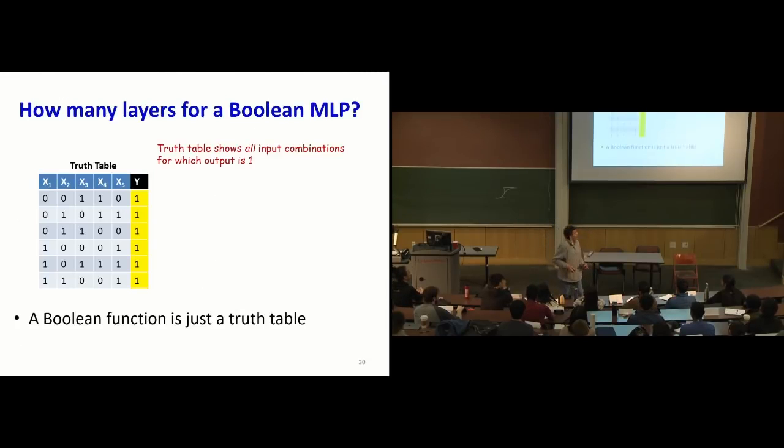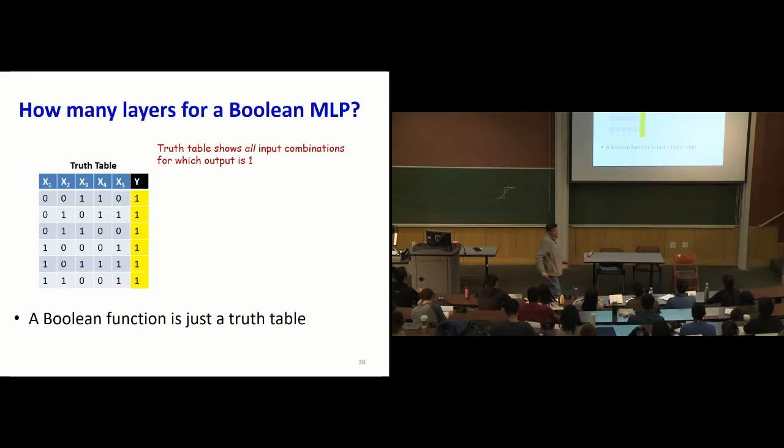Why is that? A Boolean function is just a truth table, correct? I can write the set of all combinations of inputs on the left-hand side and their corresponding outputs on the right-hand side. I don't need to list all 2 raised to n combinations. I only need to list the combinations for which the output must be 1. So this is my entire truth table. For the remaining combinations, the output is 0.